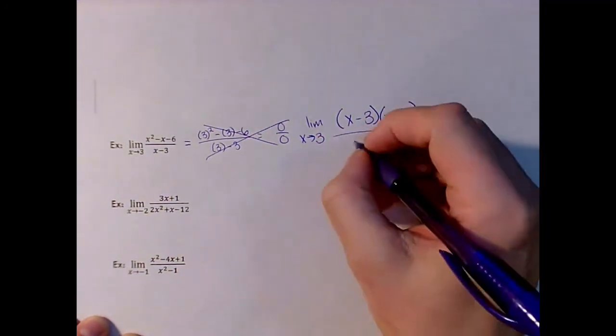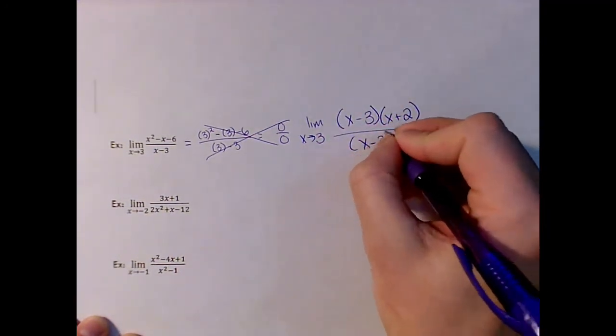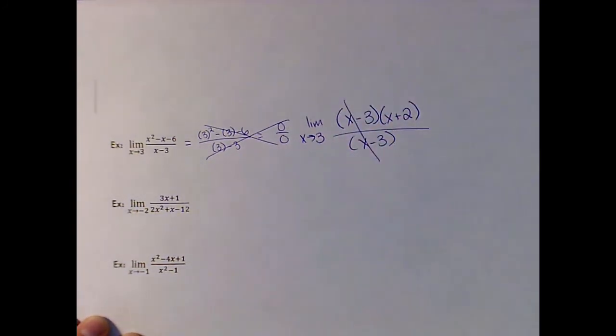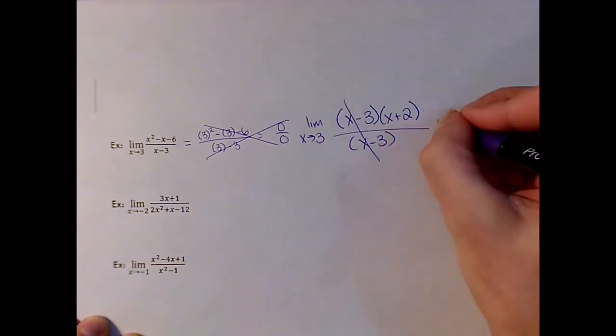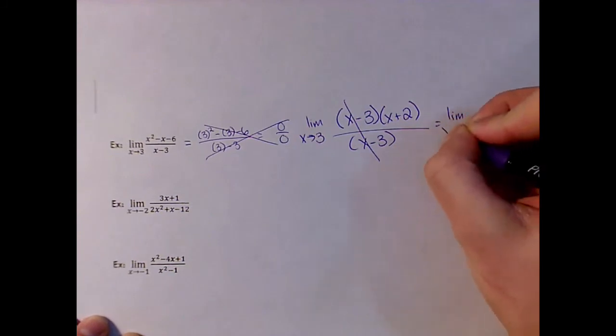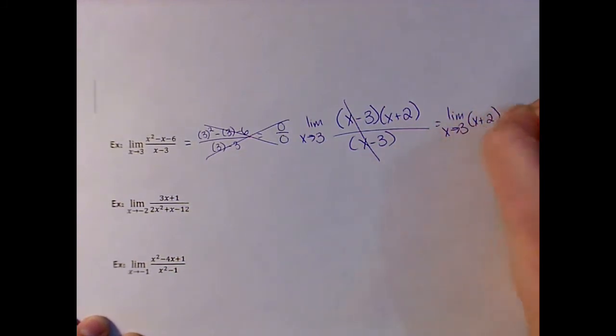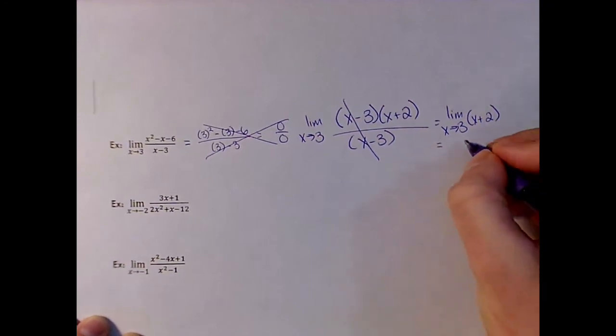On the bottom, I have the denominator x minus 3. Oh, look at that. Boop. And of course, we all knew that was going to happen. That leaves me with the limit as x approaches 3 of x plus 2. So I can plug in 3, and 3 plus 2 is 5.